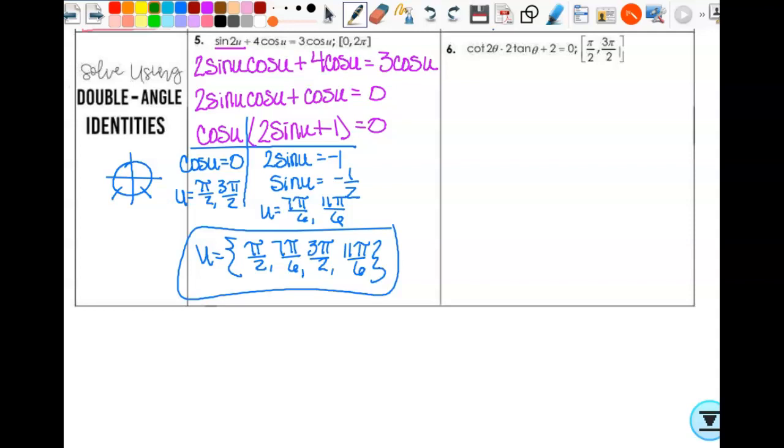All I have to do is literally take the reciprocal, so that cotangent 2 theta would be 1 minus tangent squared theta over 2 tangent theta. Okay, so that's what I replaced this part with. Now I'm just going to rewrite the rest. So I'm going to multiply that times 2 tangent theta, then plus 2 equals 0.